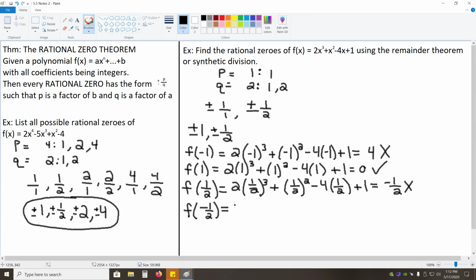And now we plug in negative 1/2. 2 times negative 1/2 cubed plus negative 1/2 squared minus 4 times negative 1/2 plus 1. And when we evaluate that, we'll get 3, which does not work out, meaning that x equals 1 is the only rational 0.